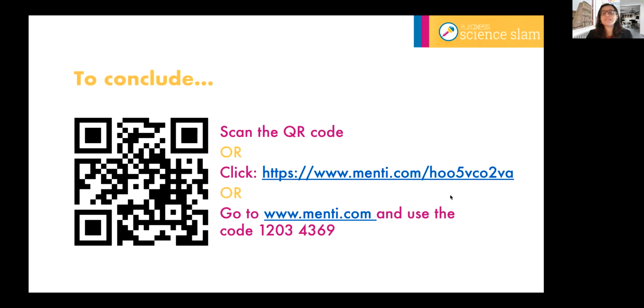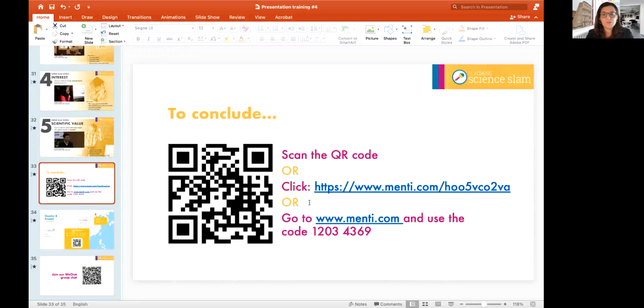But just give me 2 minutes. That is the same QR code and same link as before. So if you need to scan it again, please do. And we have a very quick last few questions that I would like to see your answers to. So okay, I hope you had the time to scan, and now I'm going to share the results. Let's see.